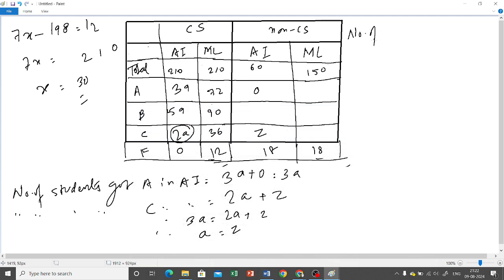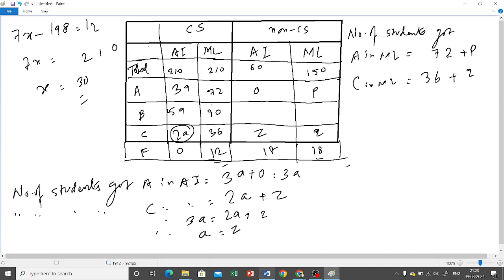So number of students who got A in ML. How many people got A in ML? 72 plus, I don't know this either, let me call it P. So that is 72 plus P. C in ML is 36 plus, I don't know this either, so I take it as Q. Now the ratio is 3:2, so that means 72 plus P divided by 36 plus Q is 3:2.